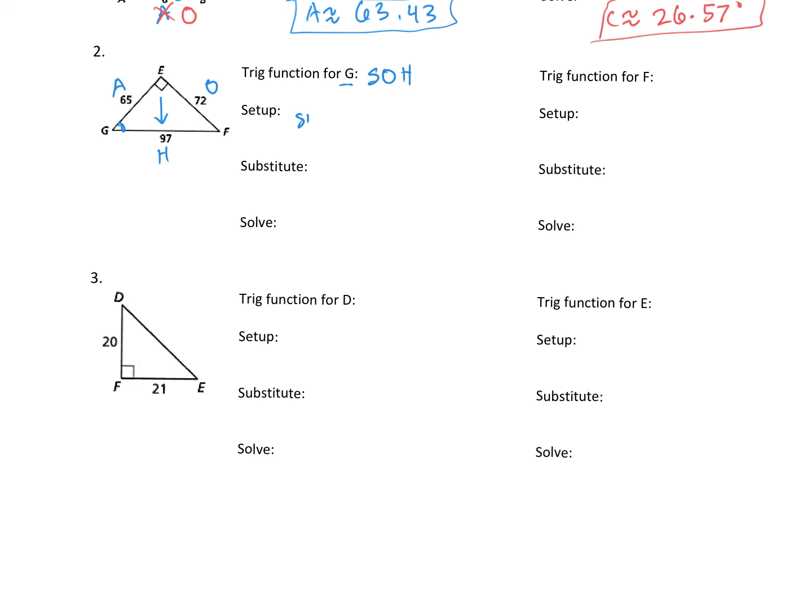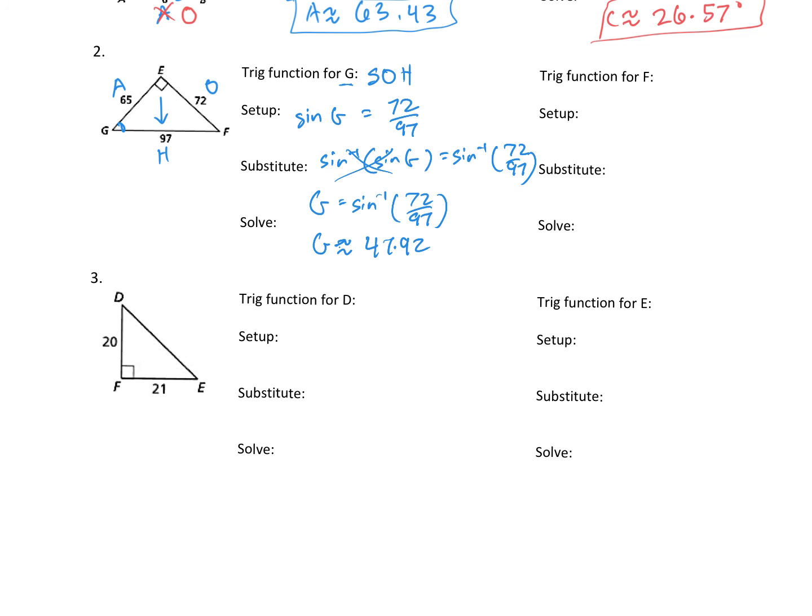So my setup is sine of G must equal opposite over hypotenuse, which is 72 over 97. So then solve. Inverse sine of G is the inverse sine of 72 over 97. These cancel out. G should equal the inverse sine of 72 over 97. If I punch that into the calculator, G should kind of equal 47.92.